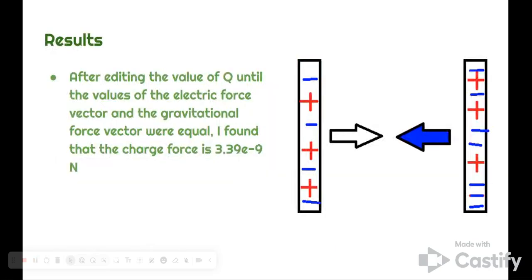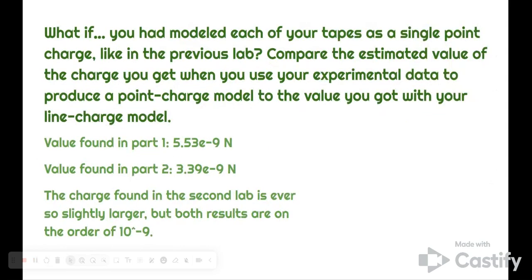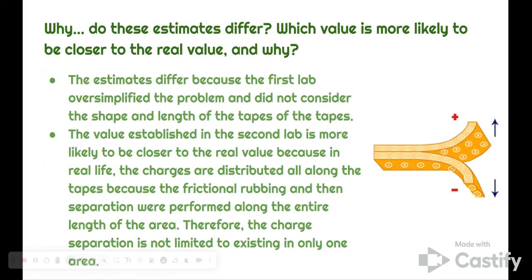So our final result ended up being 3.39 times 10 to the negative 9 for our charge. This is ever so slightly larger than the value found in the first lab. You can see the differences there, but they're still on the order of 10 to the negative 9, which I feel means that the point charge model is pretty good for not being super supported in terms of the actual theory of what's going on, like the physicality of what's happening. So let's talk about that.